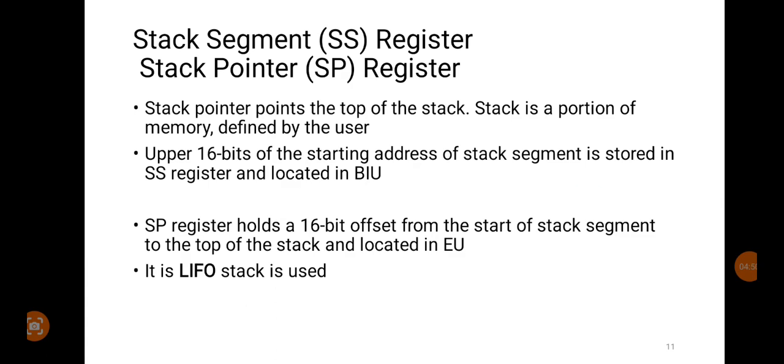Stack segment register and stack pointer register. The stack segment register we use for the subroutine program, but the stack pointer always points to the top of the stack segment.